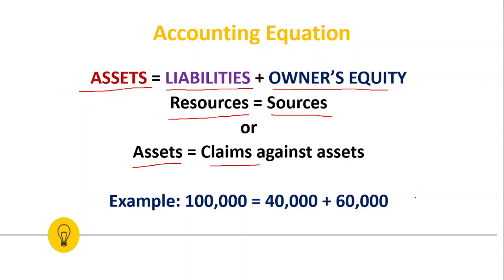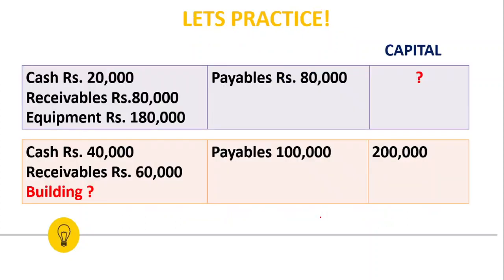Looking at a very simple example, suppose the assets that you have for your business are worth 1 lakh. For generating this 1 lakh, you invested 60,000 of your own money and you took 40,000 of loans. So the accounting equation here, you can see, is in balance. Fine.